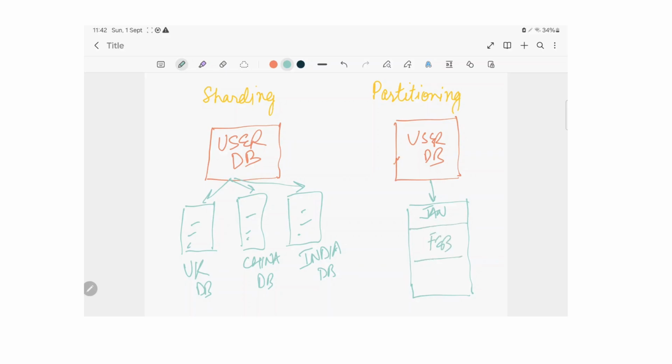So for example, say Jan, Feb, March, these are the partitions. This is the biggest difference that we should keep in mind. Now we'll see more about them, how to configure them, and other points. So let's go ahead.